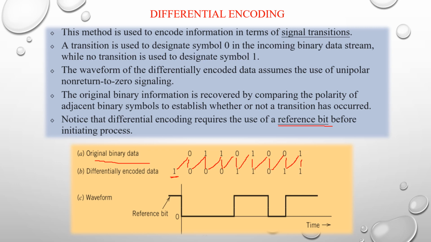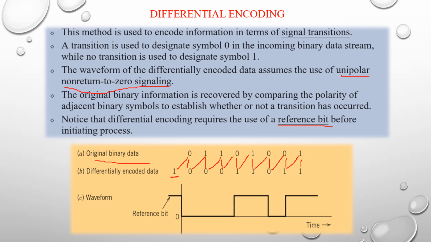So this is the differential encoded data. The differential encoded data are 1 0 0 0 1 1 0 1 1. So 1 is the reference bit. So differential encoding uses unipolar non-return to 0 signaling. So in non-return to 0 signaling, this is the reference line, 1 is equal to the higher level.